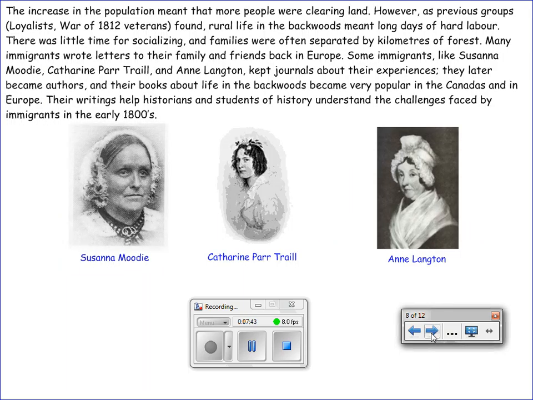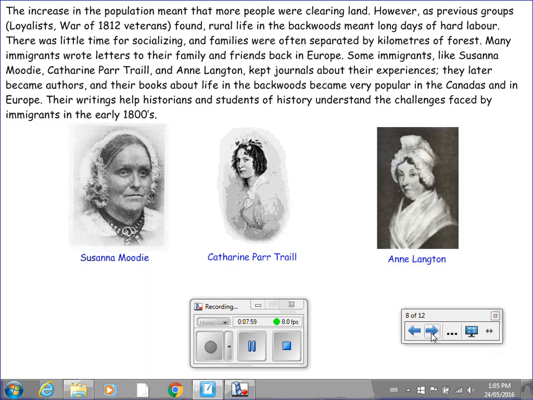The increase in the population meant that more people were clearing land. However, as previous groups, Loyalists and War of 1812 veterans, found, rural life in the backwoods meant long days of hard labor. There was little time for socializing, and families were often separated by kilometers of forest. Many immigrants wrote letters to their family and friends back in Europe. Some immigrants, like Susanna Moodie, Catherine Parr Traill, and Anne Langton, kept journals about their experiences.